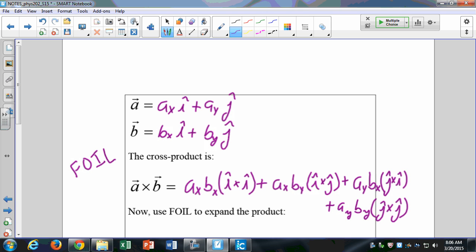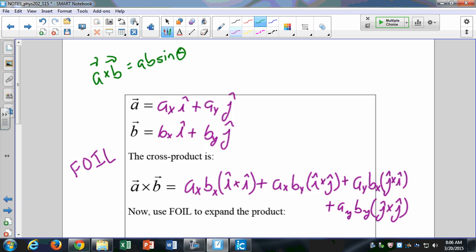Alright, I can get rid of some of these terms because I know that A cross B is equal to AB sine theta. Some of these terms will go away. They'll go to 0. Which of them will go to 0? For which of these is sine theta equal to 0? Sine of theta is equal to 0 when theta is equal to 0, right?